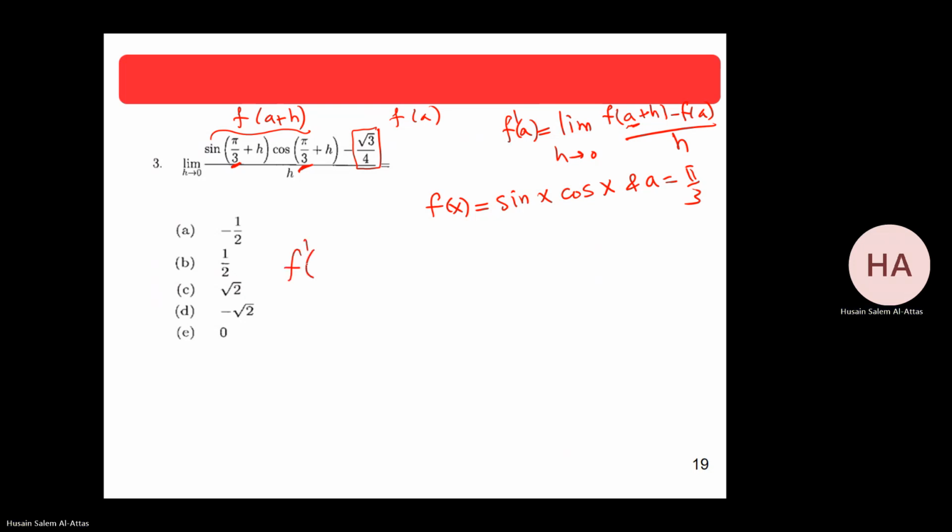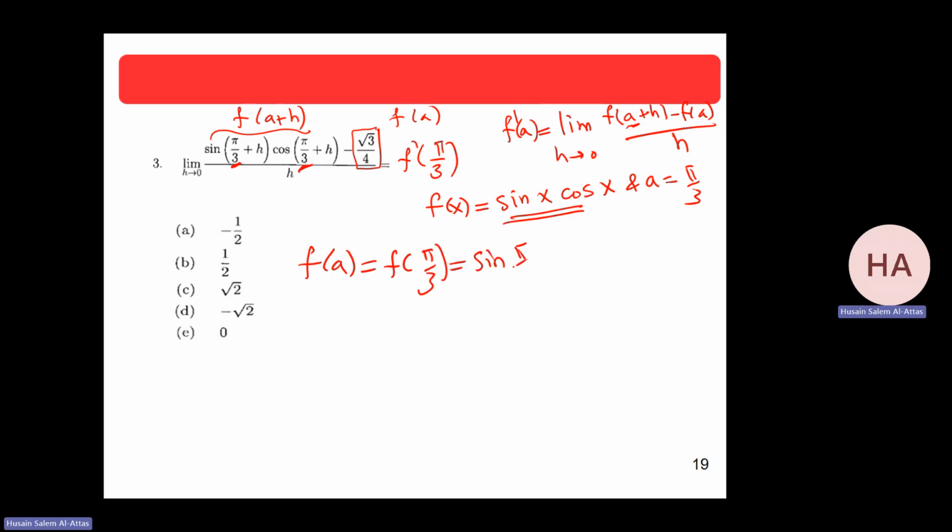So let me write it as a definition. My claim is f prime at pi over 3 of this function. Notice f of a, which is f of pi over 3, will be sine pi over 3 cosine pi over 3. Sine pi over 3 is square root 3 over 2 times half. That will be square root 3 over 4. Yes, so this is f of a. This is f of a plus h, so for sure this is f prime at pi over 3.